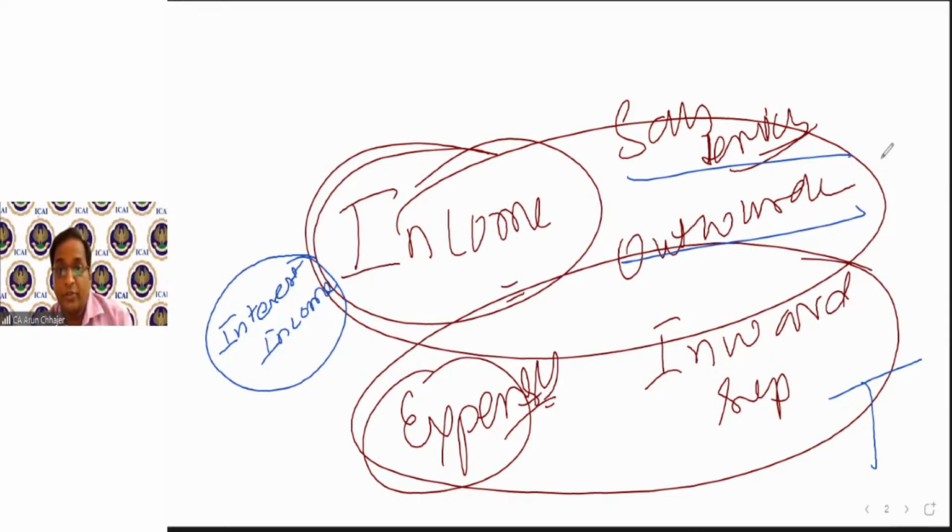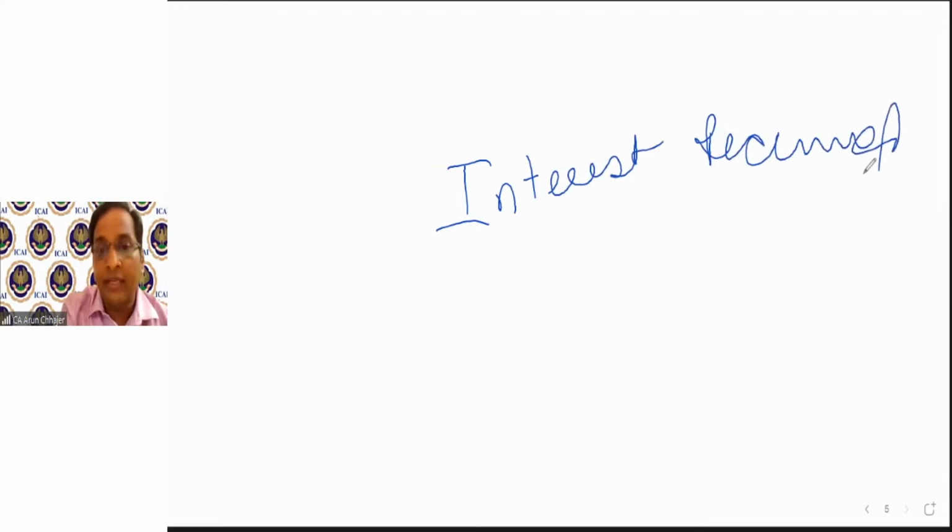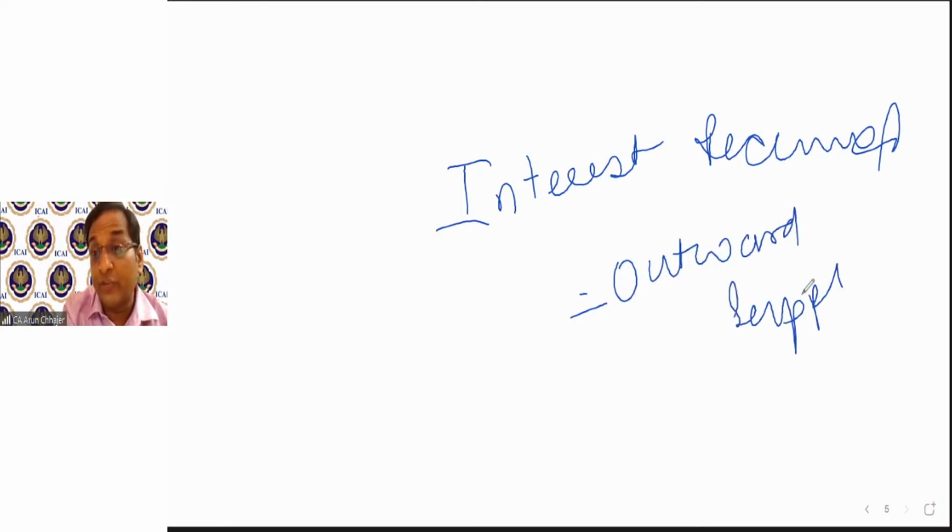Is it clear or any doubt? Interest received is my outward supply. I hope you have written somewhere. Now my next question. So what I have concluded, interest received is my outward supply. Why I am reading this? Because I have to explain one important proviso to all of you.